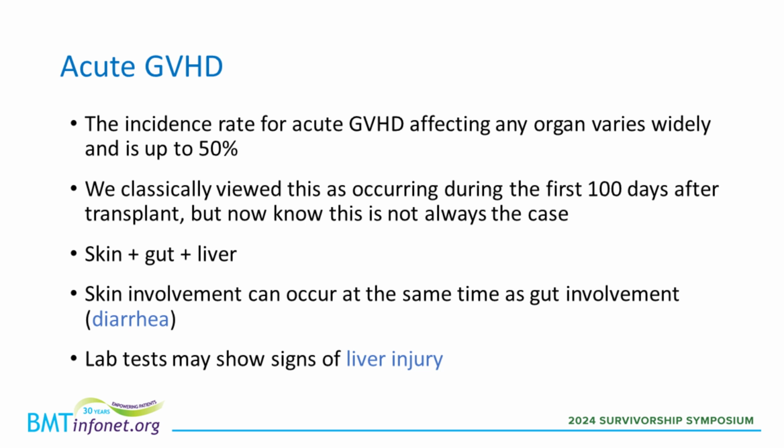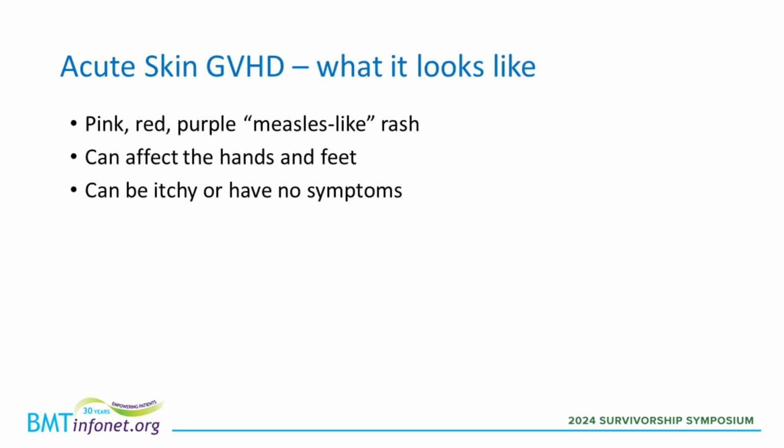Importantly, acute GVHD affects the skin. That's why I'm here, but it can also affect the gut and GI tract and also the liver. So skin involvement can often occur at the same time as gut or GI involvement, and this might show up with a symptom such as diarrhea. And lab tests may show some signs of liver injury as well. But when dermatology is involved, it's usually because there is a change on the skin.